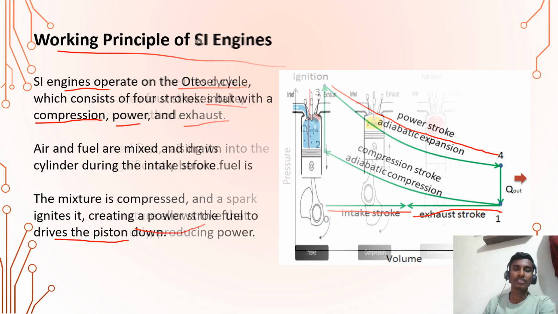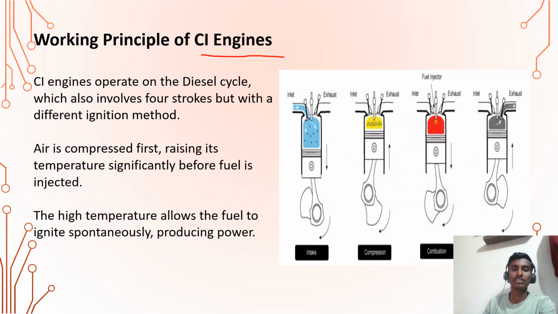Working principle of CI engines. CI engines operate on the diesel cycle, which also involves four strokes but with a different ignition method, that is, they are compression ignition. Air is compressed first, raising its temperature significantly before fuel is injected. The high temperature allows the fuel to ignite spontaneously and produce power.